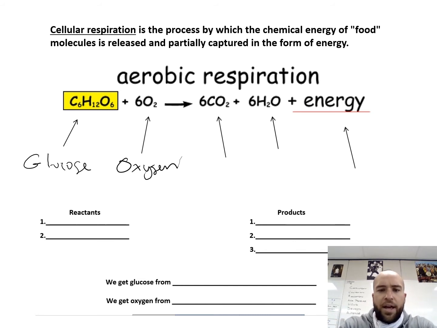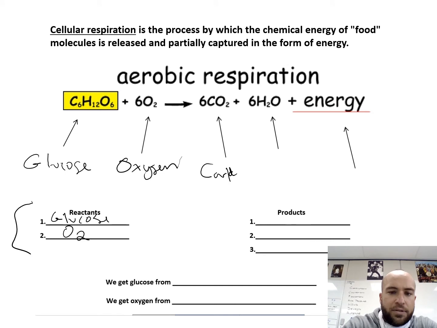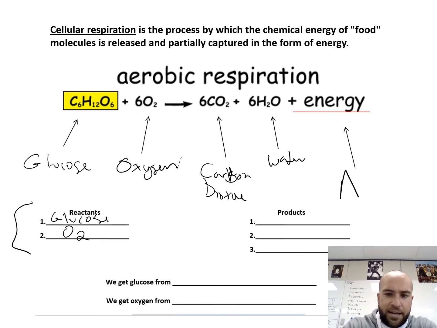And we then produce, so our reactants, or what we start with, is going to be glucose and oxygen. And we then produce the following. We produce carbon dioxide. We produce water. And we produce energy in the form of this special thing known as ATP. Oops. I should probably erase that because I wrote it backwards.